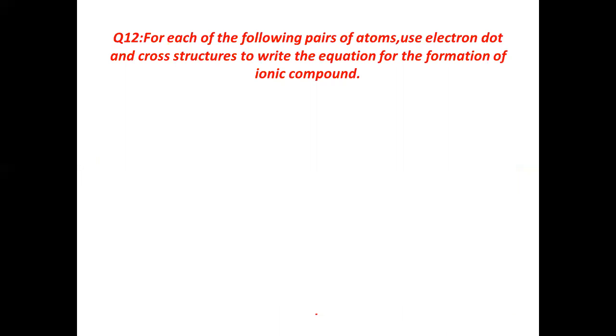Question number 12 of the exercise: for each of the following pairs of atoms, use electron dot and cross structures to write the equation for the formation of ionic compound. The first compound is potassium and chlorine, that is called potassium chloride.